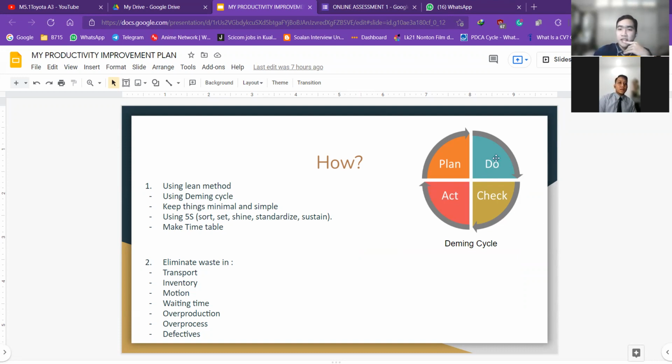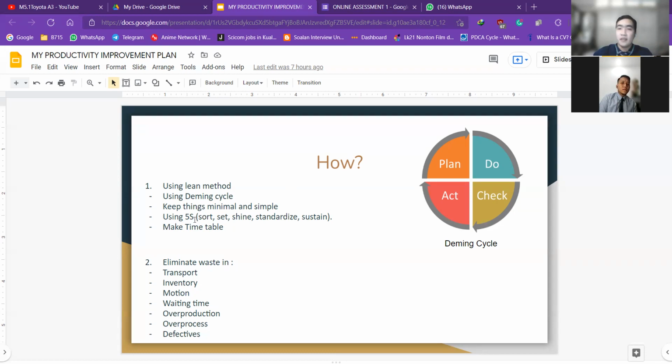So this cycle, as you can see, is a continuous cycle. We do this again and again until we achieve our goal, and maybe we can achieve better than our goal. Okay, so next is keeping things minimal and simple, because like I say, I will be focusing more on continuous improvement. So I must make the things and jobs that I do minimalist and simple. And then using 5S, which is a short acronym for sort, set, shine, standardize, and sustain.